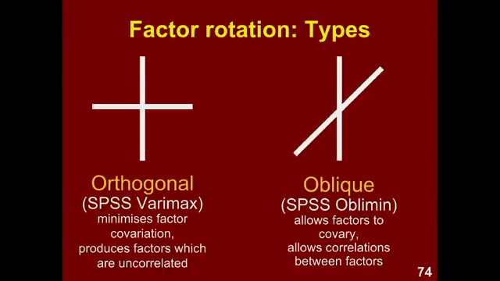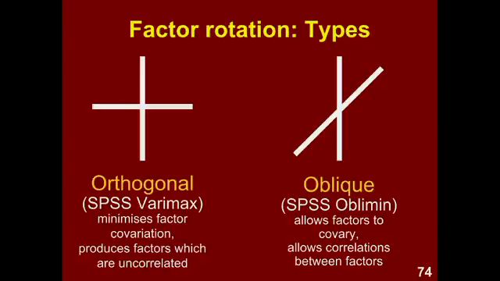Now, when you start, you might have no idea. So you've just got to pick one. And the starting point I'd suggest is to go for oblique. So it's called oblique rotation in general. SPSS calls it Oblimin rotation. So if in doubt, start with oblique rotation, mainly because it will tell you then how correlated your factors are. And if it tells you they're not correlated, then you can switch over to orthogonal.